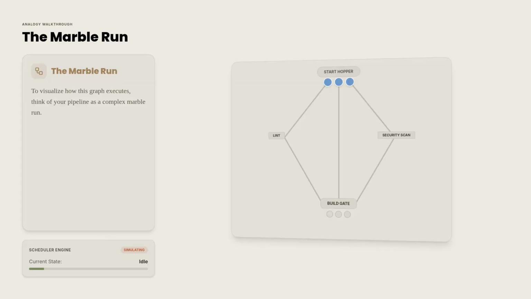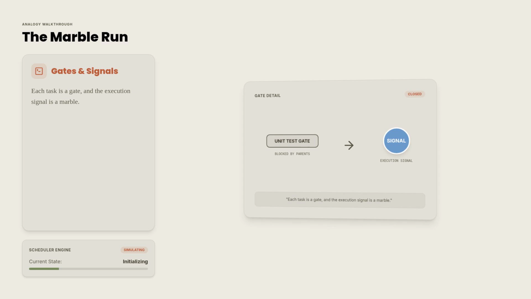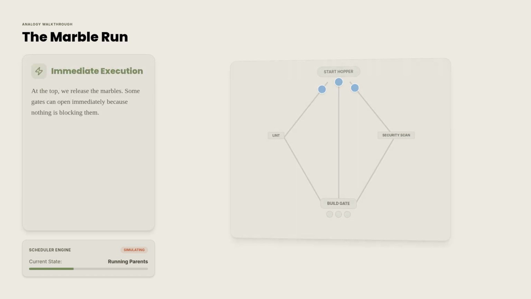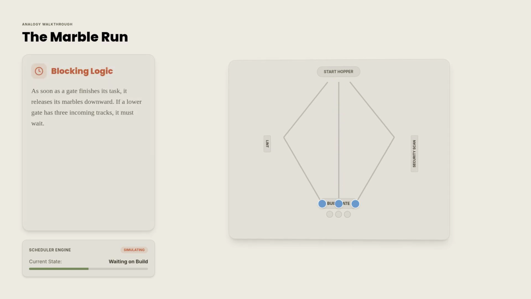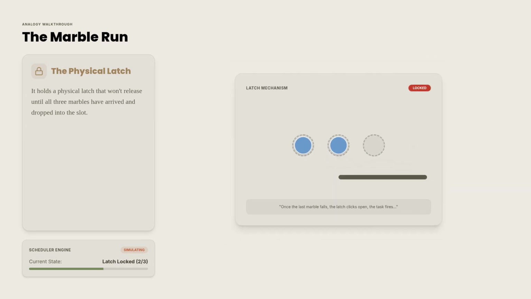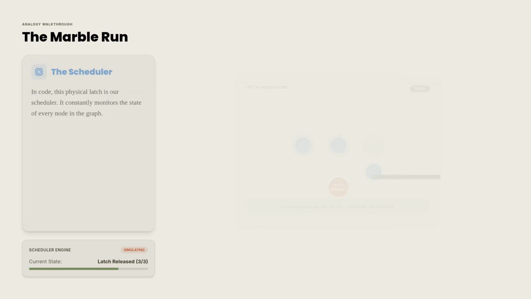To visualize how this graph executes, think of your pipeline as a complex marble run. Each task is a gate, and the execution signal is a marble. At the top, we release the marbles. Some gates can open immediately because nothing is blocking them. As soon as a gate finishes its task, it releases its marbles downward. If a lower gate has 3 incoming tracks, it must wait. It holds a physical latch that won't release until all 3 marbles have arrived and dropped into the slot. Once the last marble falls, the latch clicks open, the task fires, and the process continues.